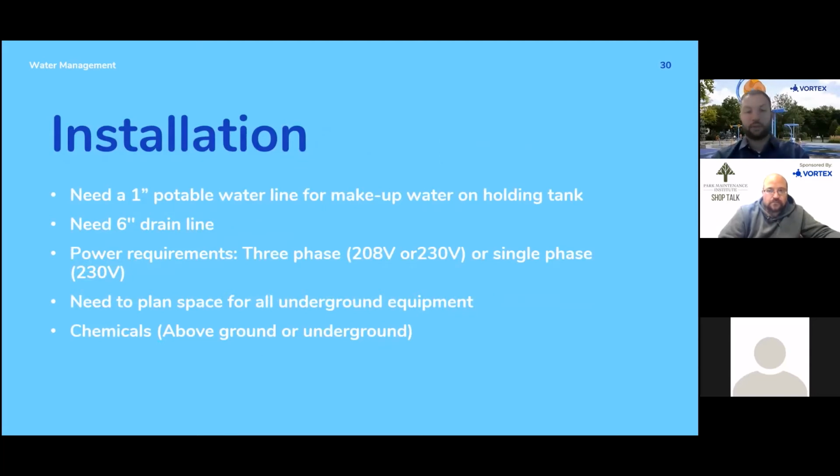And we need to have a good thorough understanding of the entire space for all underground equipment, so a survey being done ahead of time is also very important. And chemicals, having an understanding of whether these are going to be above ground or below ground. It certainly doesn't matter to us, but if your WQMS is going into an existing room, perhaps space is tight, and a way to free up some space is to put these chemical tanks underground rather than having them take up space above ground.